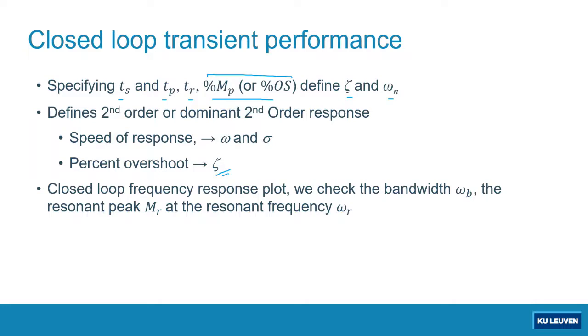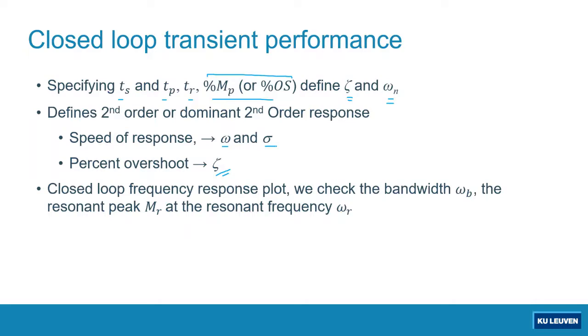peak time, TP, and rise time, TR, these 3 features are dependent on both zeta and omega n, or they are dependent on omega d and sigma, right? Where sigma is the real part of the pole, and omega d here is the imaginary part of the pole in our second order system.